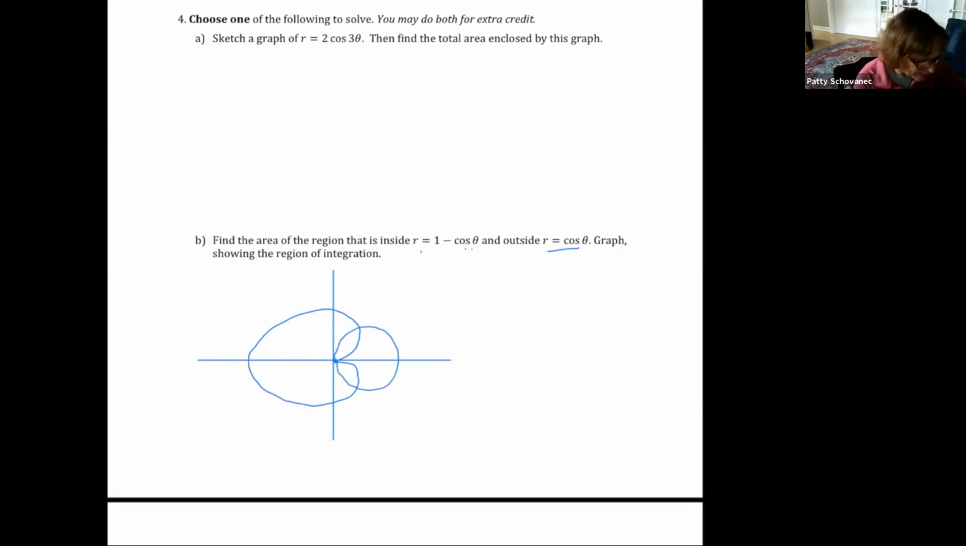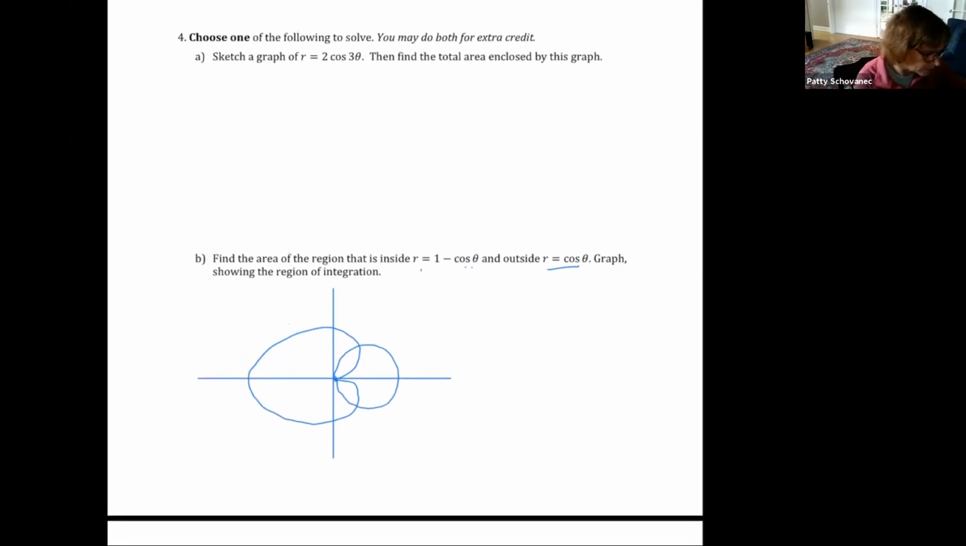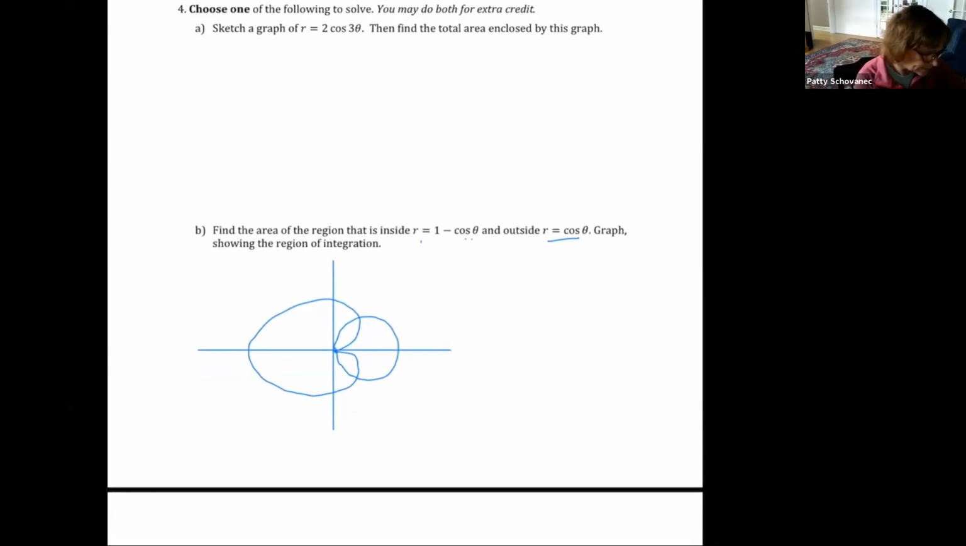And so what I should have asked for was to get inside the cardioid and outside the circle. There's a problem with that, because inside the cardioid and outside the circle is this. Most of you found the point of intersection by setting these two equal to one another.